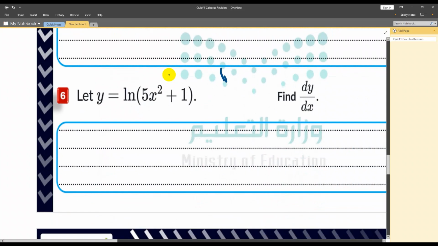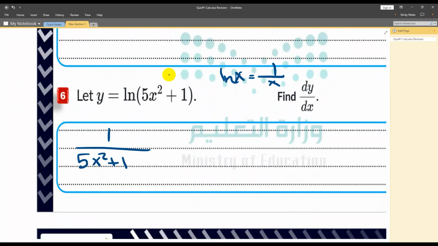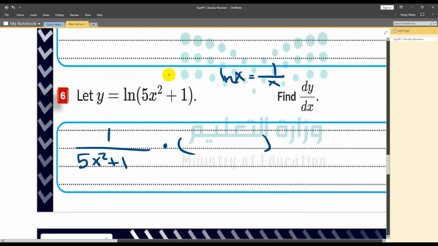Okay, let's do this one. The derivative of ln x is 1 over x, so we will do the same. The derivative of this thing will be 1 over 5x squared plus 1. And then use the chain rule, get the derivative of the inside, so it will be 10x. Simplify, sorry, it will be 10x over 5x squared plus 1.